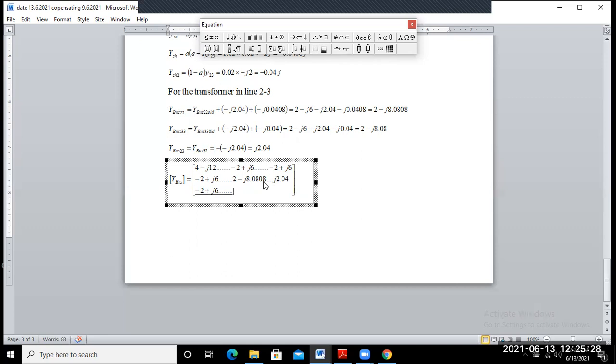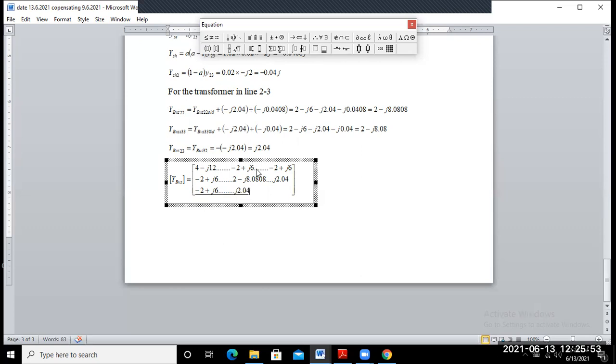And Y23 is your j2.04. Okay, so just write it down: 2.04.